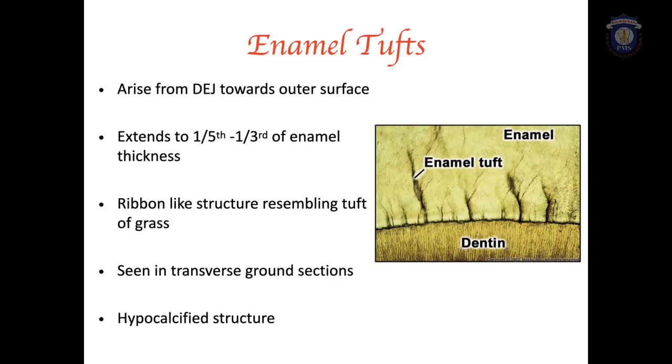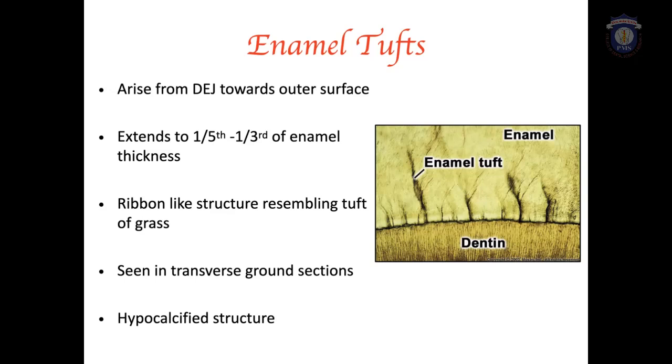These structures will not reach the top and join the surface of the enamel. No, it starts from the dentino-enamel junction and extends up, maximum up to 1/3 of the enamel, that's all. And these are considered ribbon-like structures, resembling a tuft of grass. If you see grass which has grown on the ground, it will have so many leaves projecting in different directions, and it will have a tuft-like set of roots. So you will also be drawing a structure like that. So these are ribbon-like structures which resemble a bunch of grass or a tuft of grass.